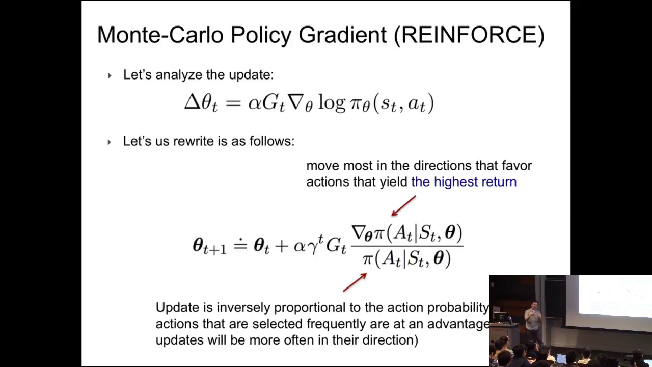So you have these two pieces moving together. And again, at the high level, the most important thing is this guy here. You're just trying to take actions that lead you to the highest return. This is just weighted by the probability of the actions. So infrequent actions are more important than frequent ones, right? Particularly if those infrequent actions lead you to good results.